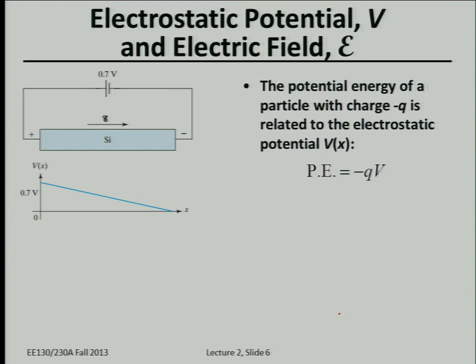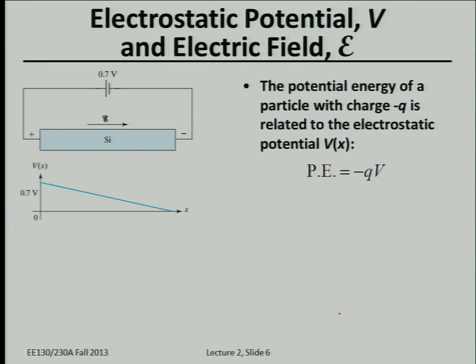So in this simple example in the upper left, we have a piece of semiconductor, and we apply a voltage across it. So the potential difference is 0.7 volts. Or you can say that the potential at the left is 0.7 volts relative to the potential at the right. Right? So the only thing that makes a difference is potential energy relative to some reference. So here, the reference would be ground.